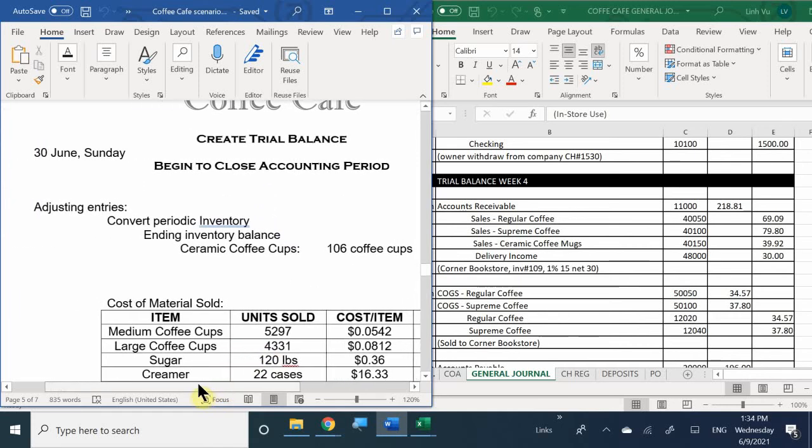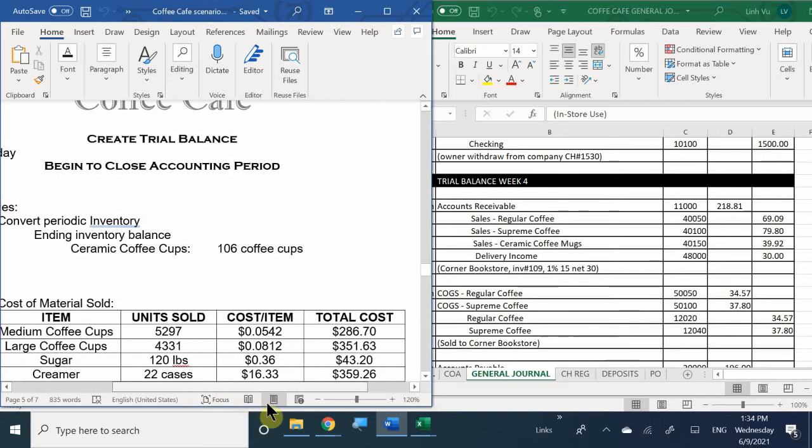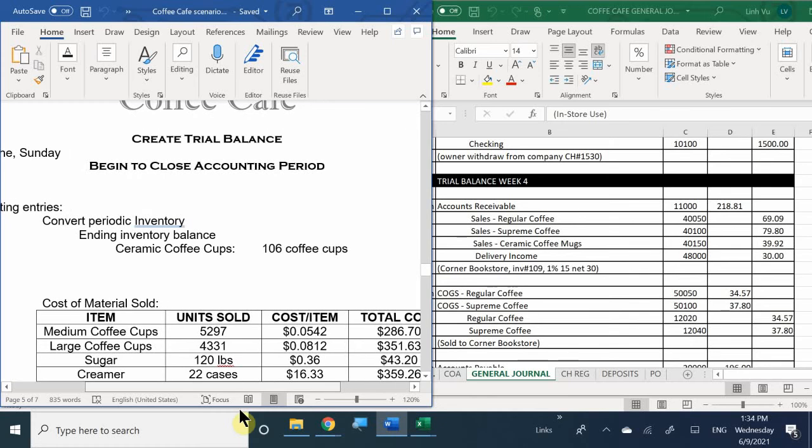transaction here, which is to finally convert our periodic inventory. So someone went down to the basement and told you that you have a total of 106 coffee cups available. Now, if we just go ahead and do our accounting as usual, every time we wrote in our ledger, we kept track of how many cups we sold. If you total that up, it should be about however many we bought minus 106.